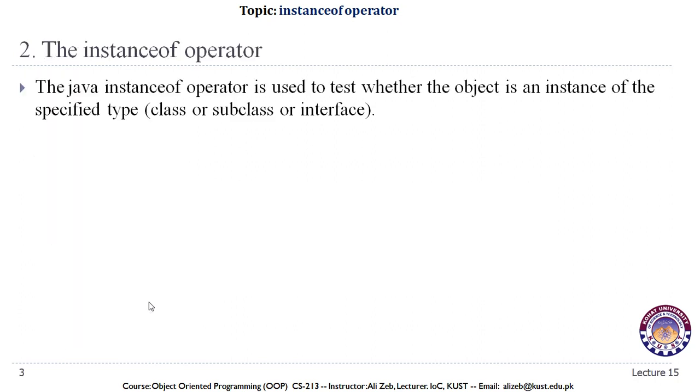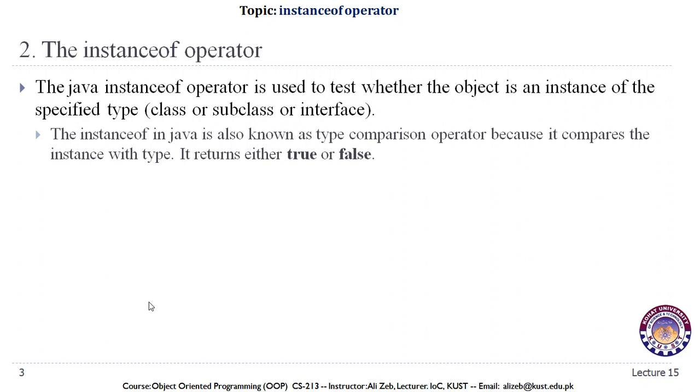The instanceof operator in Java is used to test whether an object is an instance of the specified type. If we want to check that an object is an instance of a class or a subclass or an interface, we can use the instanceof operator. It is also known as the comparison operator because it compares the instance with the type. The type in this case is the class or a subclass or the interface.